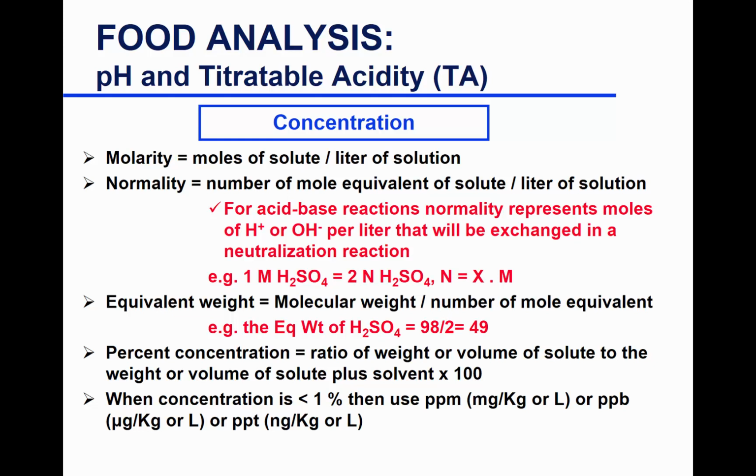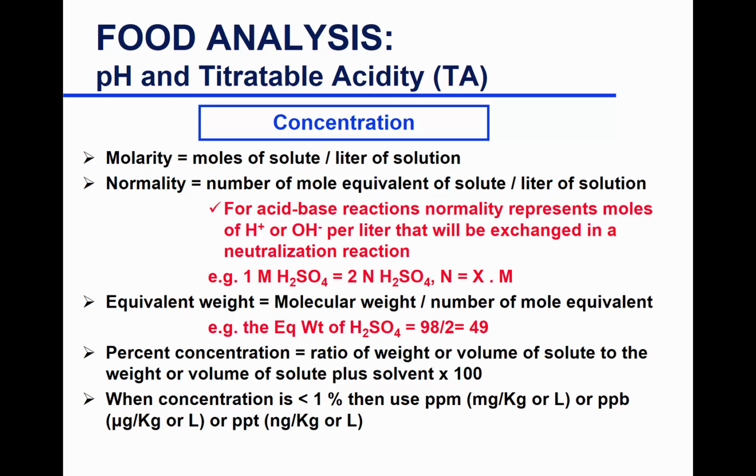Okay, so if we're talking NaOH, 1 molar of NaOH equals how many normal of NaOH? 1, because you have 1 OH. All right. Equivalent weight is also important. If you have H2SO4, the equivalent weight is the molecular weight divided by the number of mole equivalents. So the molecular weight of H2SO4 is 98, so equivalent weight is 98 over 2, which is 49.